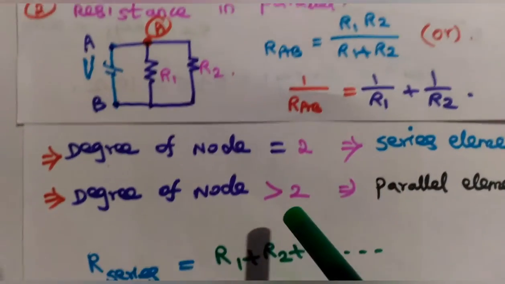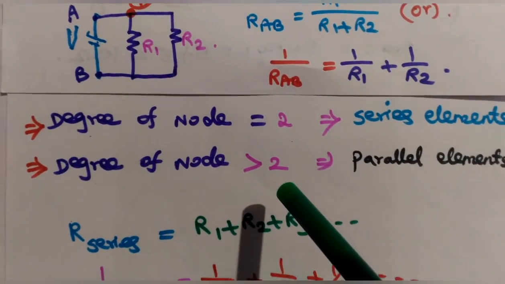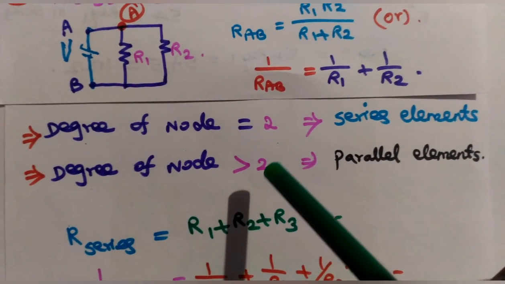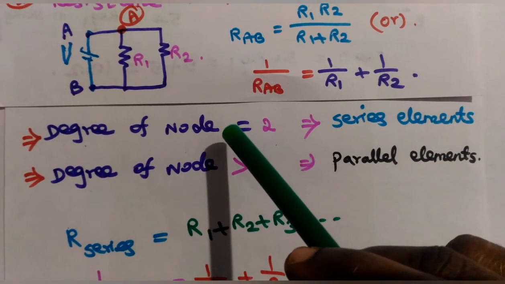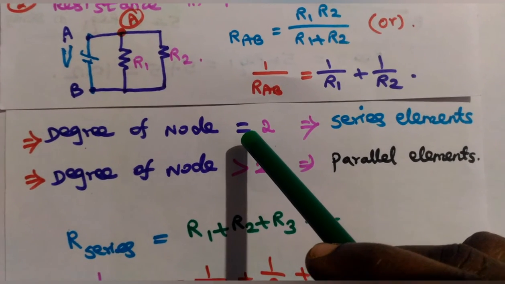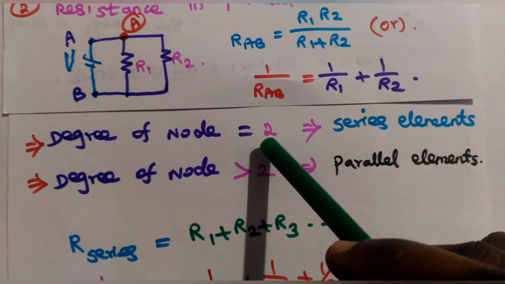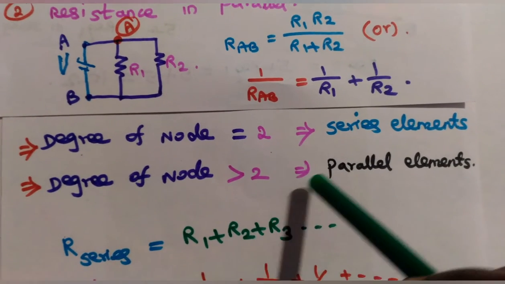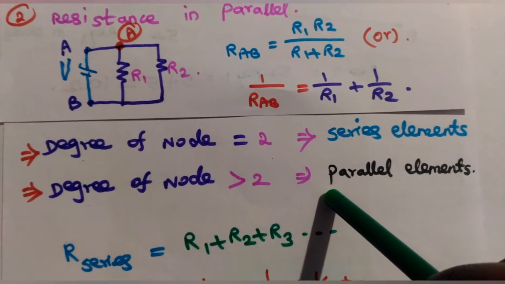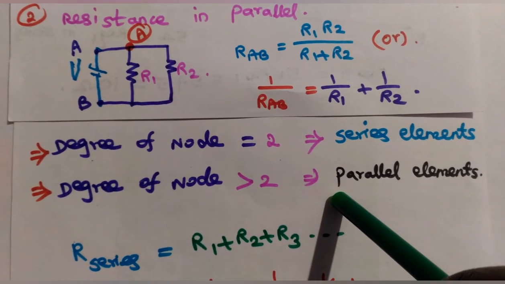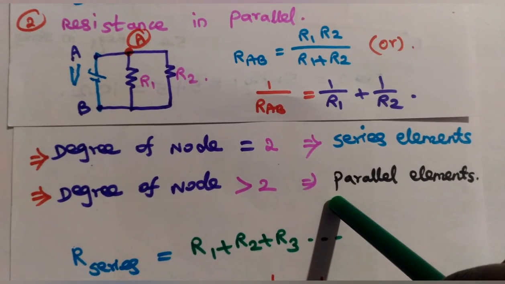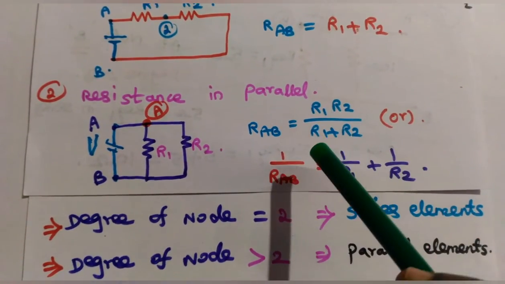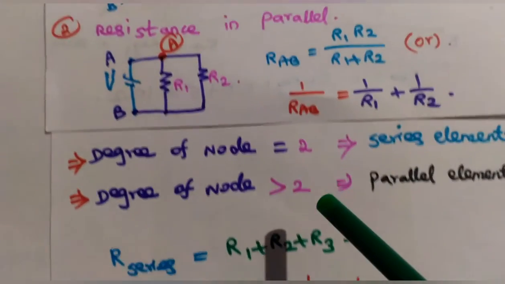And also, in the given network, first we want to identify whether the elements are connected in series or parallel. Suppose the elements are connected in series, it means the degree of the node, that is the number of elements at the particular node, is equal to 2. Suppose the number of elements at the particular node is greater than 2, then those elements are in parallel. Like that we can identify the series and parallel combinations of the resistances. After finding the series and parallel combinations, we apply the formula for reducing the resistances in series or in parallel.